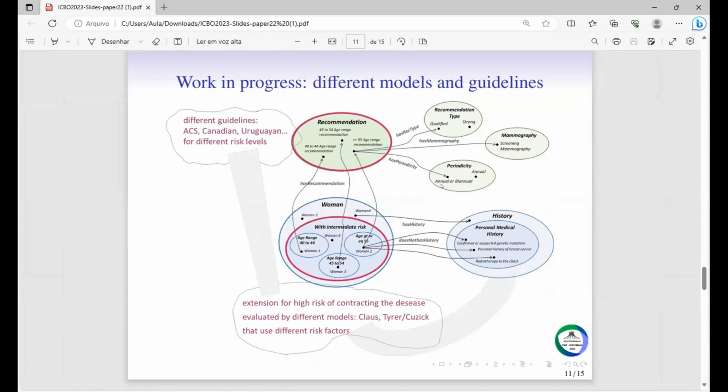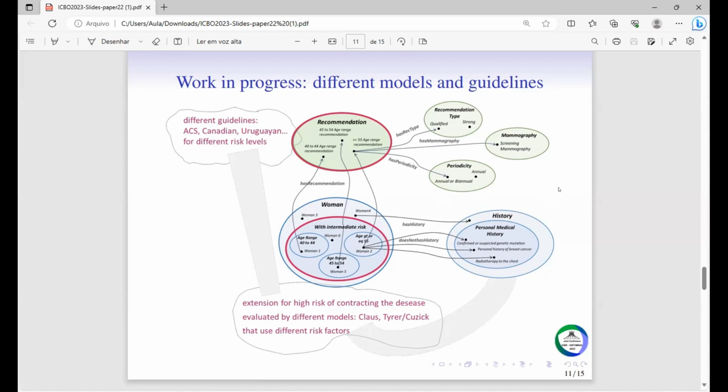Well, now we are extending the ontology, the mammography screening recommendation ontology, to consider women with high risk of contracting the disease. Women are evaluated with a high or medium risk level by applying different risk evaluation models, such as the Claus model or the Tyrer-Cuzick model. These models consider different risk factors of women, such as age or other factors such as genetic, hormonal, or family factors. We want our ontology to conceptualize all these evaluation models with these risk factors.